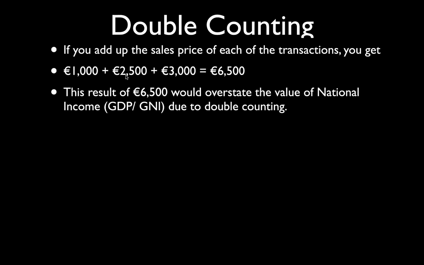So if we added this as 2,500 in this chain here, then you would be counting the value of the wood that I chopped down twice. You'd be counting it here and you'd be counting it here. If you added the €3,000, you'd be counting the value of the wood that I chopped down 3 times, here, here, and here, and the value of Duffy's efforts twice, here and here. So that would incorrectly overstate national income.